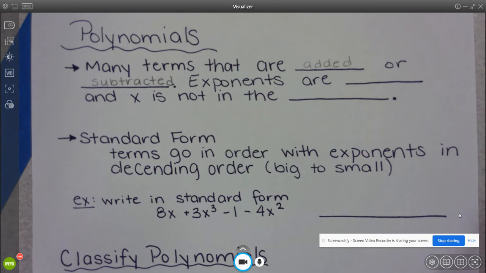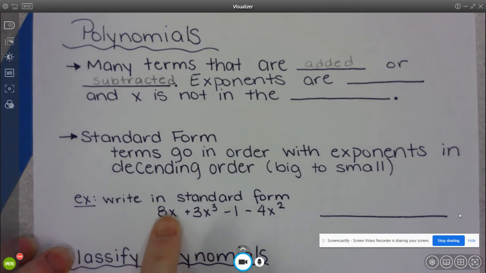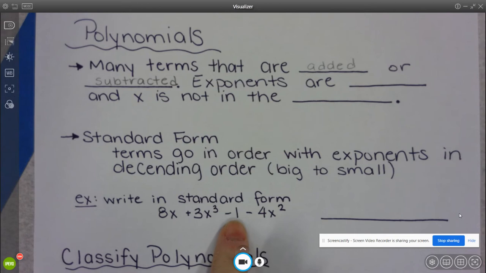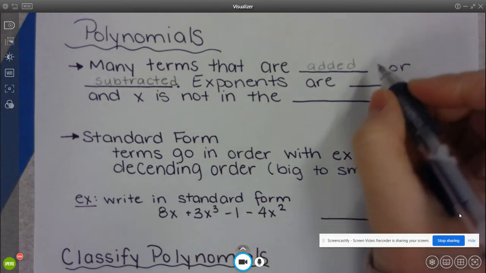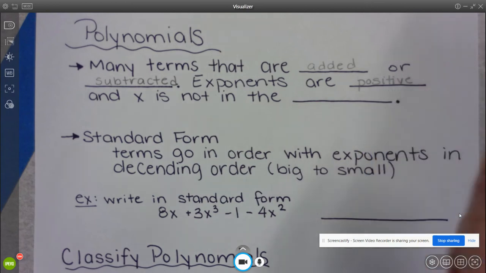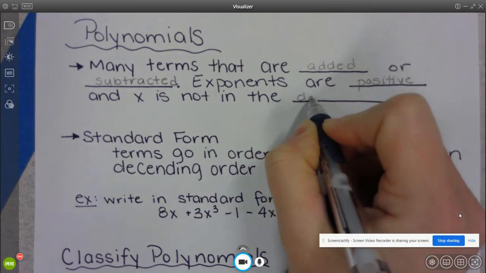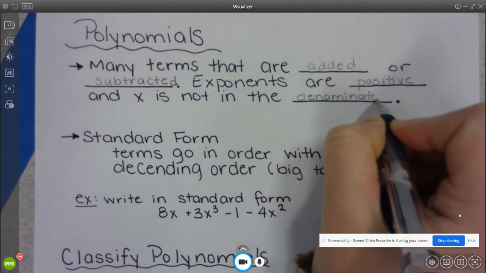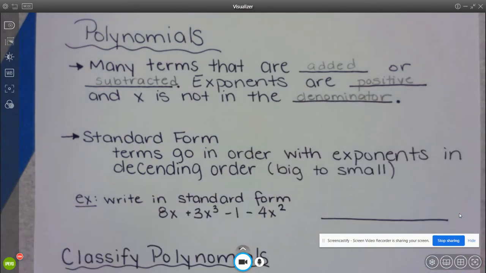And remember, a term is anything that is either a variable with a coefficient, or a constant term that is just a number. Our exponents are all positive, and x is not in the denominator. Those are all super important things to remember.